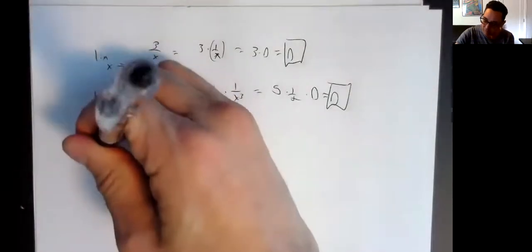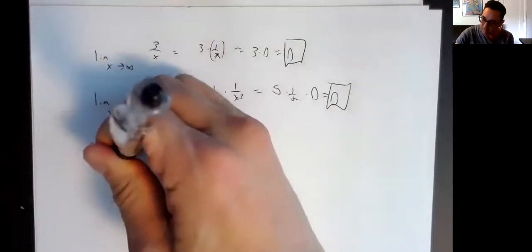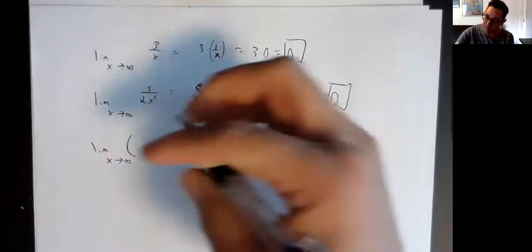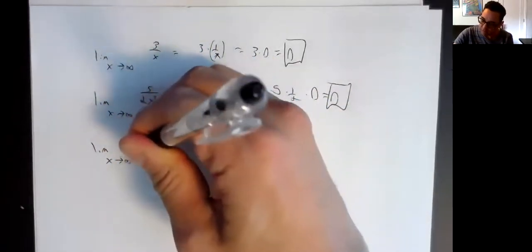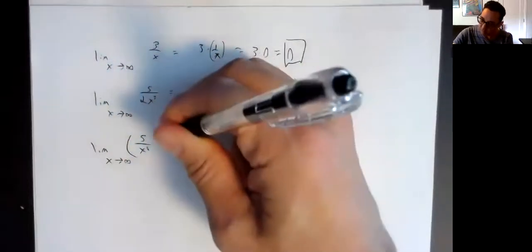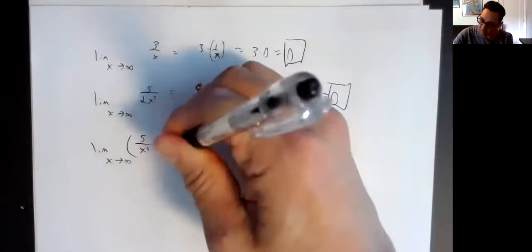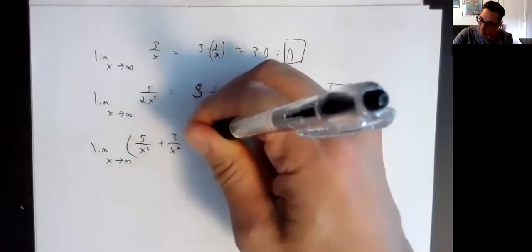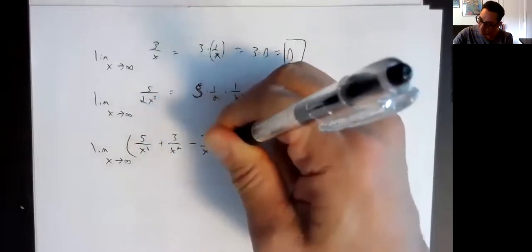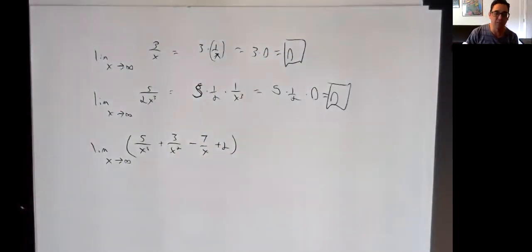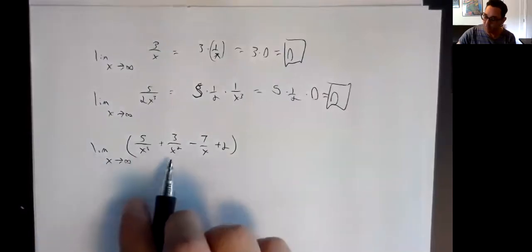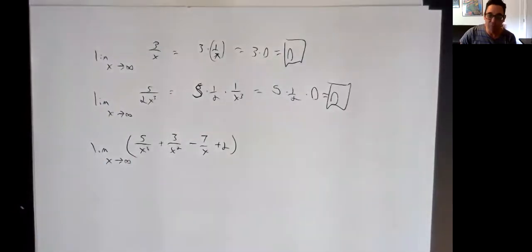Now, another example: let's find the limit as x goes to infinity of this function, maybe it's like 5 over x to the third plus 3 over x squared minus 7 over x plus 2. Find that limit. Now, at first you're probably thinking, well, this is insane. I don't know how to do this, but let's think about this. There are 4 parts to this. Just take each part one at a time.